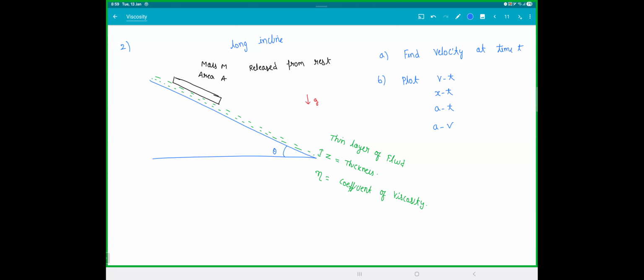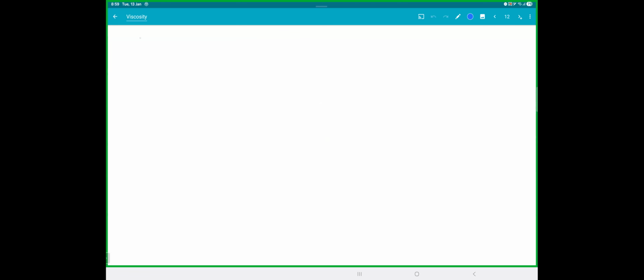Let's see the free body diagram. After time t, let the velocity be v. So if you draw the plate, what are the forces? I'm just drawing the forces along the incline. Mg sine theta is dragging you down. Your viscous force is dragging you this way, and this is your acceleration and velocity.